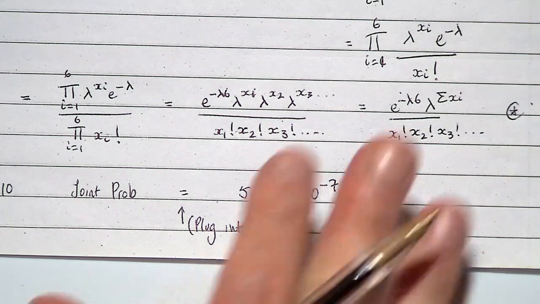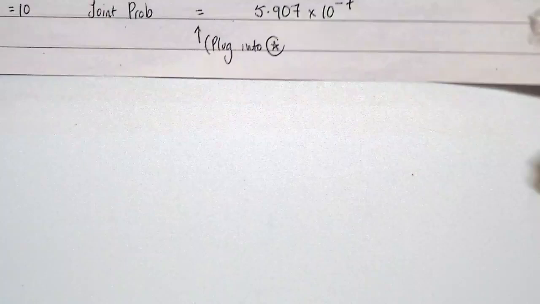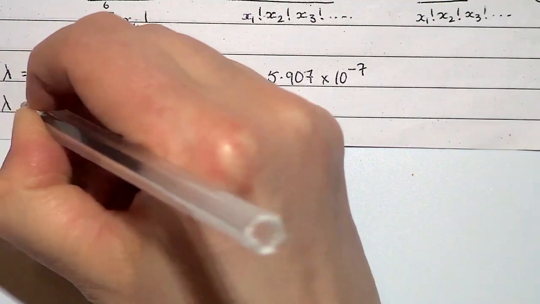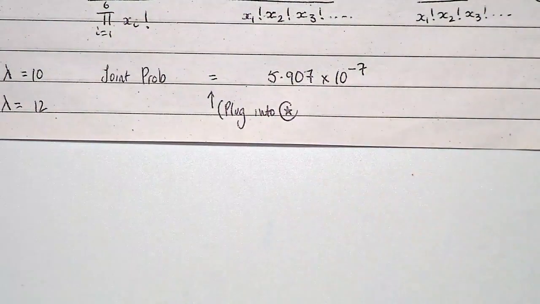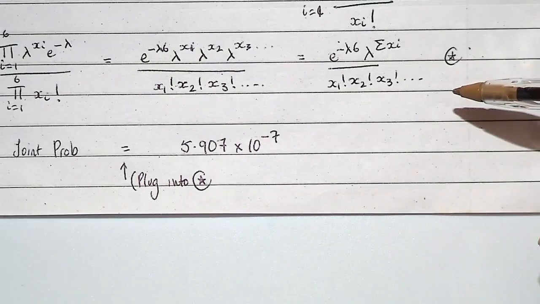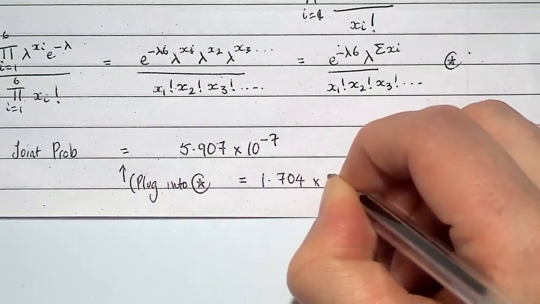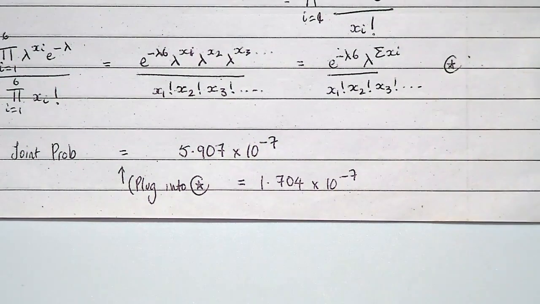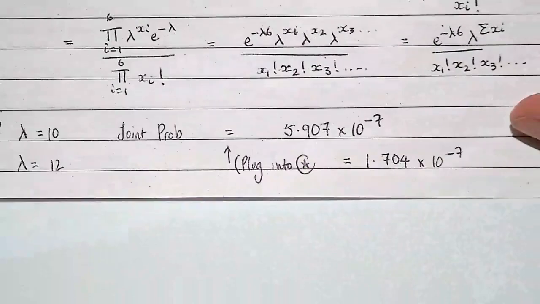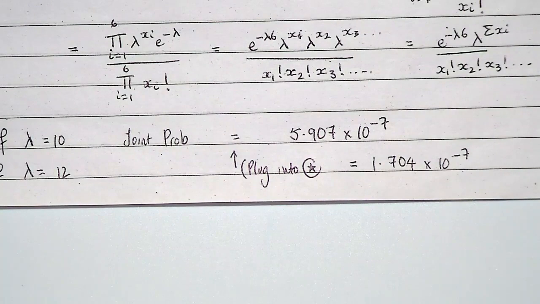And if you take the other one, so if lambda equals 12, you plug your 12 into the expression star again, you get 1.704 times 10 to the minus 7. And we can see there that it's more likely that we get this particular combination of outcomes with the parameter lambda equal to 10. So we've got a little tiny bit of evidence to suggest that it's more likely that the parameter is 10 than that the parameter is 12.